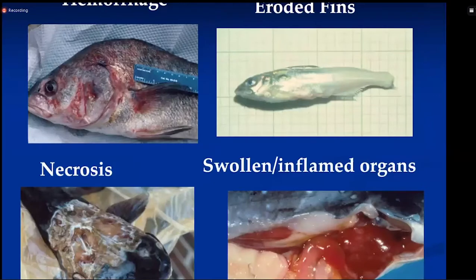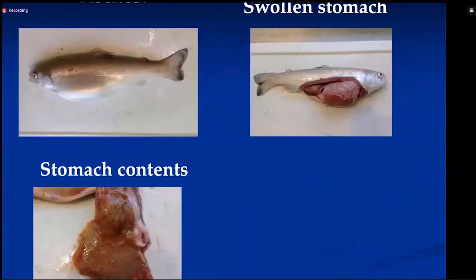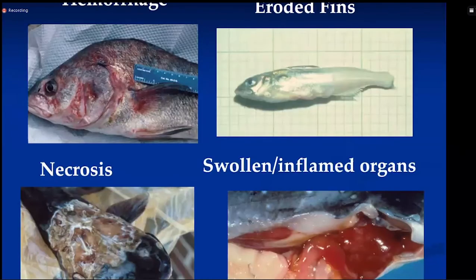Next slide. And then also here, we've got a whole lot of symptoms. The picture at the top left is just a fish with a lot of hemorrhage. You need to know that that's abnormal, but the thing to also bear in mind is it's not specific. There are a lot of different things that could make a fish look inflamed and hemorrhagic everywhere. Next slide.